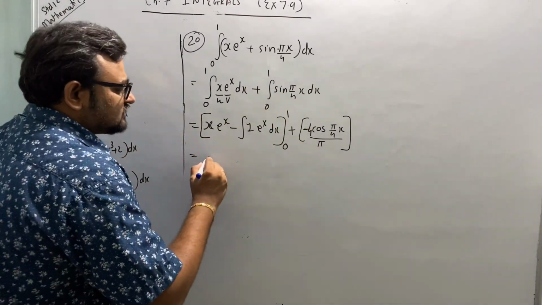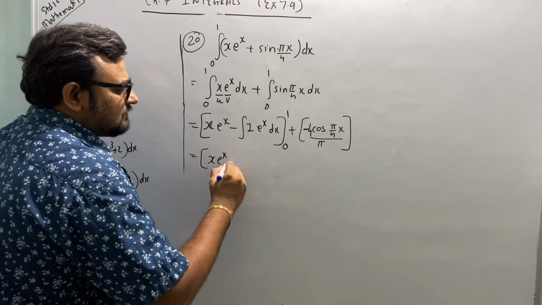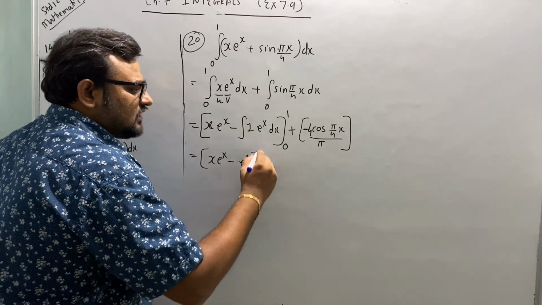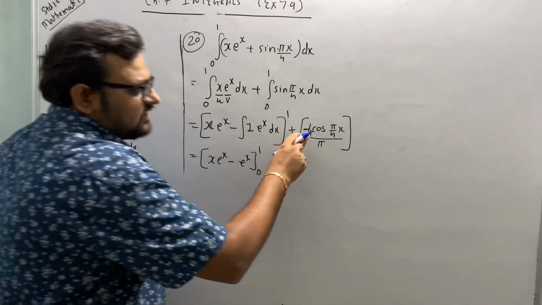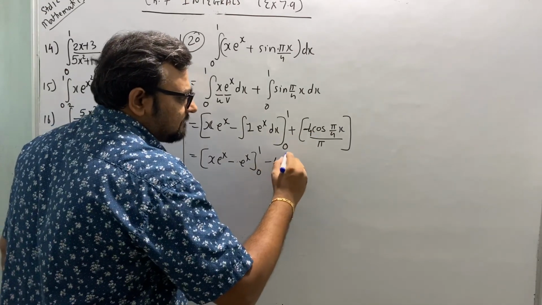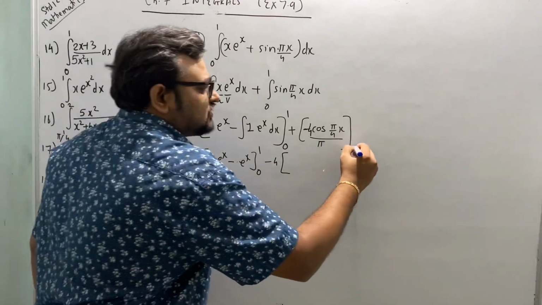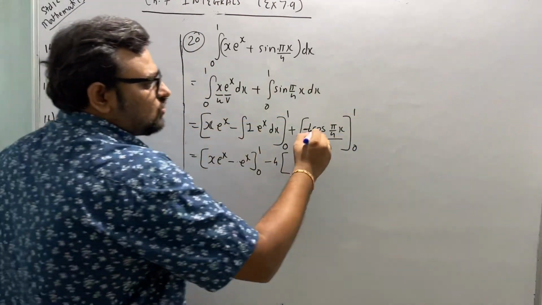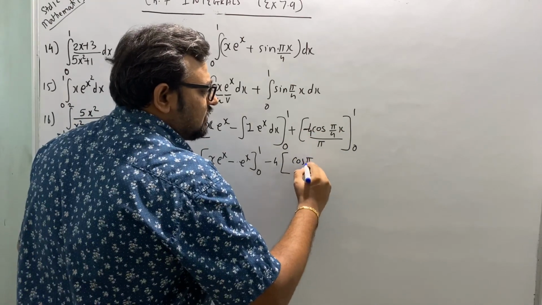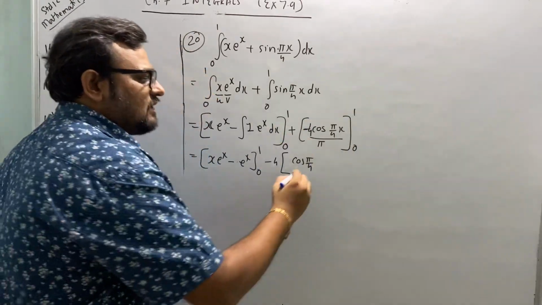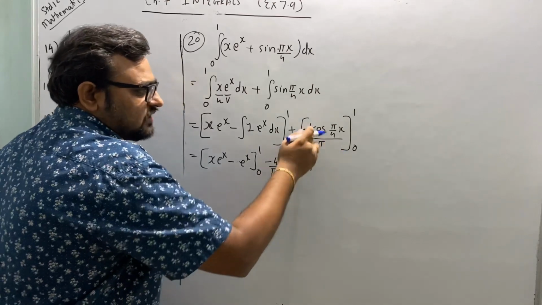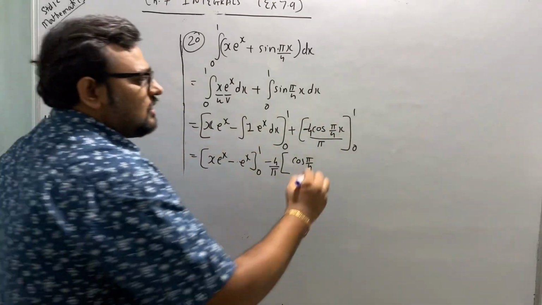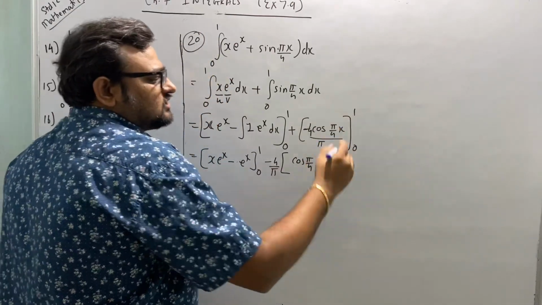So now let's solve this. x e raised to x minus, again, integration of e raised to x is e raised to x, 0 to 1. I am taking this minus for the constant outside. Here also it's 0 to 1. Clear? So now first let's put the value of 1. So cos pi by 4 into 1, that is cos pi by 4. I am also taking the constant outside, minus 4 by pi. So cos pi by 4 minus cos 0.